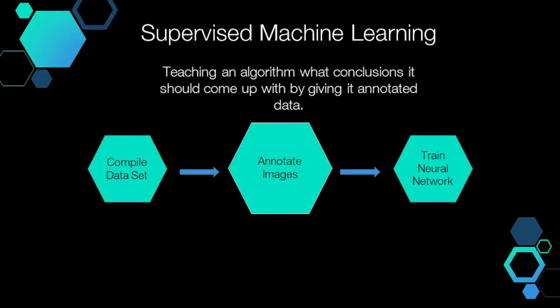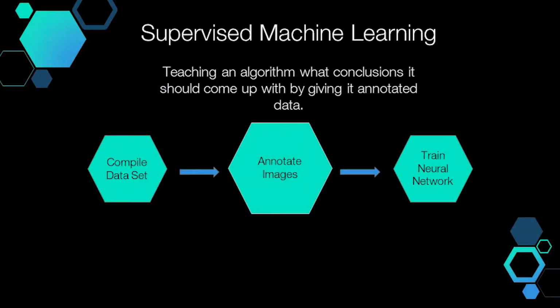Supervised machine learning was used to train our neural network. It is named so because the data scientist acts as a guide to teach the algorithm what conclusions it should come up with. The first step of supervised machine learning is to compile the data set. For our sake, this involved taking over 2,000 photographs of the intersection with the cars in various configurations. The next step is to annotate these images. Annotation included putting bounding boxes around each car in the intersection and classifying it as either an RC car or a smart car. And lastly, we use these images to train our neural network.